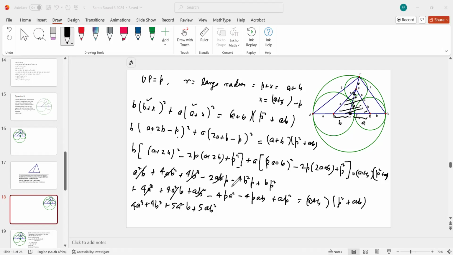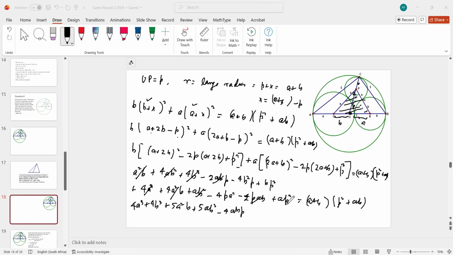Minus 2abp. I think it's supposed to be 2 here. 2p times b is 2pb times a. Right, so there's supposed to be 2. So you get minus 4abp. So that takes care of those two.